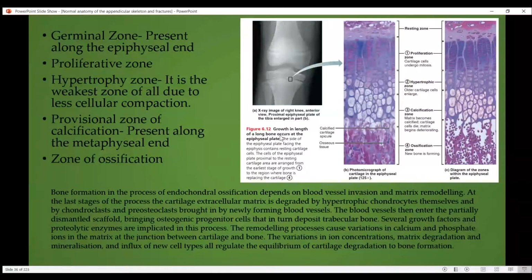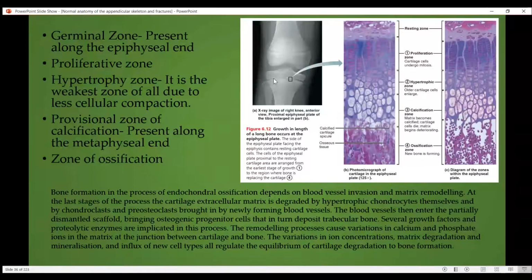Like I said, there are 5 parts of a zone. Remember, the germinal zone is present along the epiphyseal end. Then you have the proliferative zone where there will be cartilage undergoing mitosis. You will have a hypertrophic zone. You see here there is a radiolucent line present, so I'm talking particularly about this place. And the Salter-Harris classification is talking only about the fractures that are present just here.